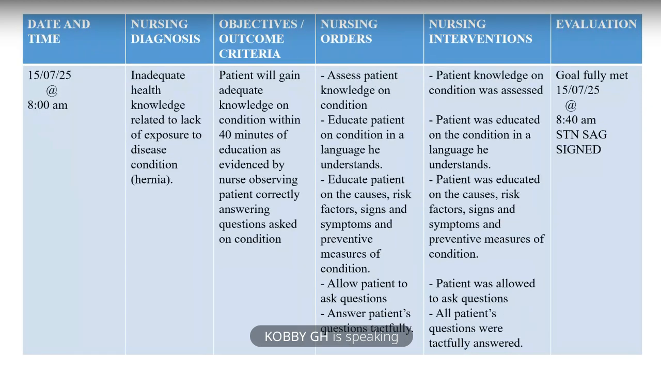The diagnosis for knowledge is inadequate health knowledge related to lack of exposure to disease condition. Then you bring the condition into brackets: hernia. If it is a fracture, into brackets so and so fracture. You write it there nicely.